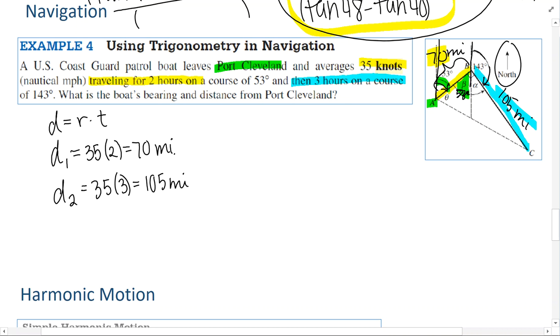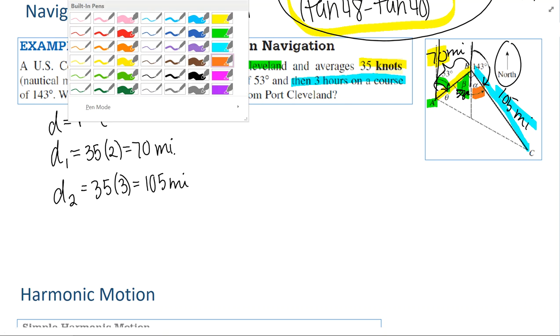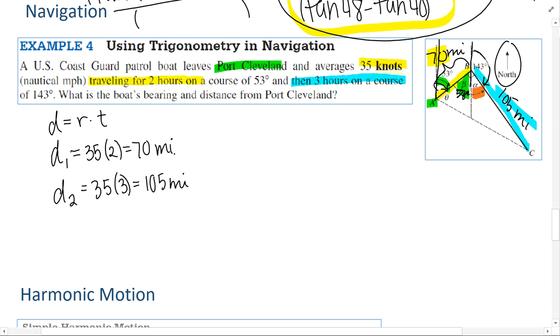And then alpha right there, this thing right here, you could see is supplementary to the 143. So if you do 180 minus 143, you are going to get 37 degrees. So this one right here is 37. If you take 53 and 37 and add it up, you get 90. So we have a right triangle.